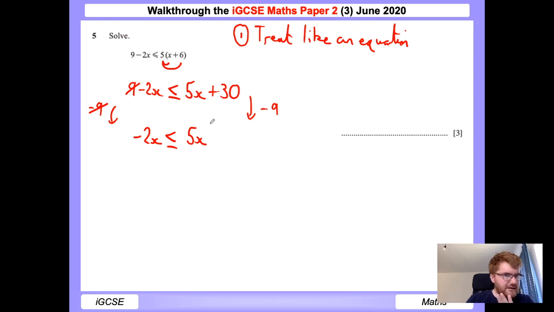Notice the x's I can't do anything to. 30 minus 9 is 21. And at this point I'm going to minus 5x from both sides. It's not the only way of doing this question. Now we have to be careful with negative numbers here.